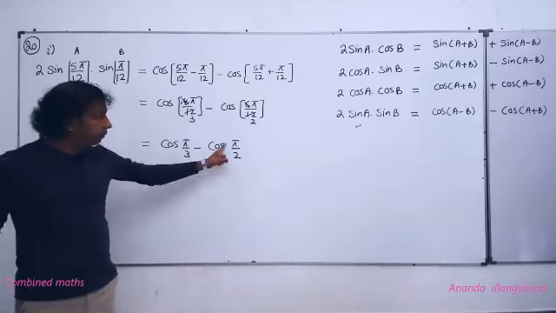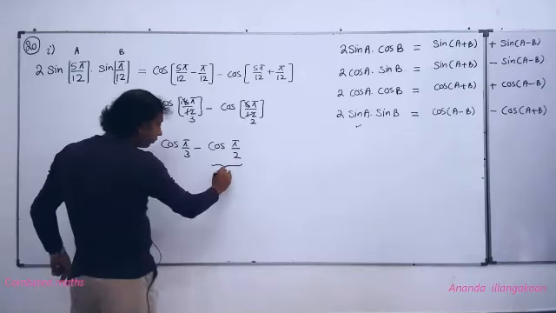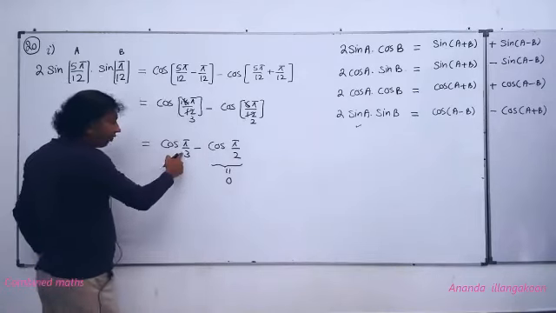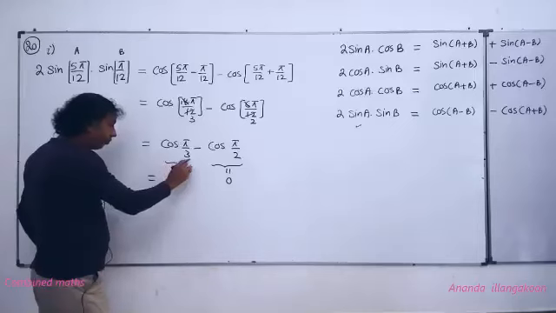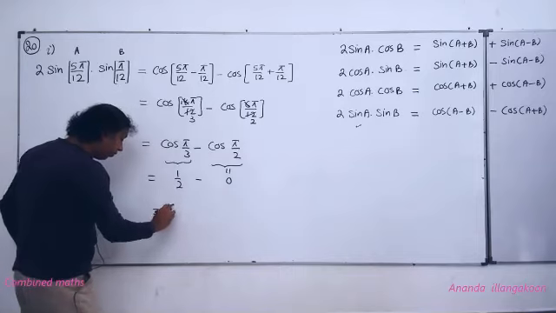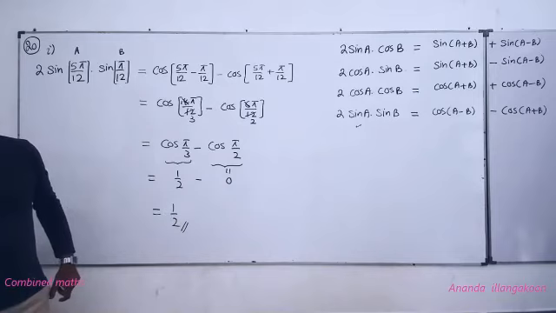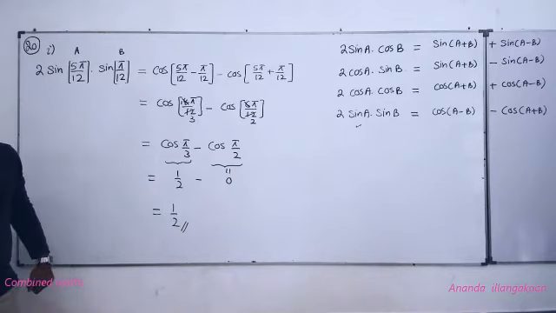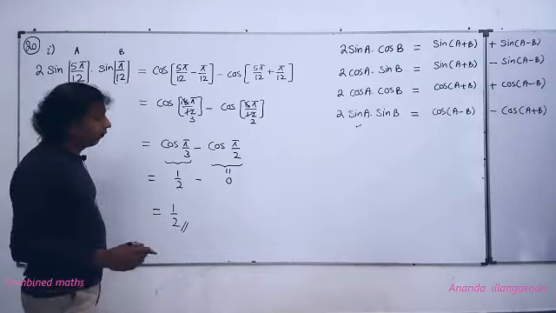People, pi by 2 is 90, no? We know cos 90 is 0. So this is 0. Pi by 3 is 60, people. Cos 60 is half. This is half. Half minus 0 is nothing but half. First answer coming, no? Like that, people, take number 2 and 3. Question number 20, part 2 and part 3 will do.